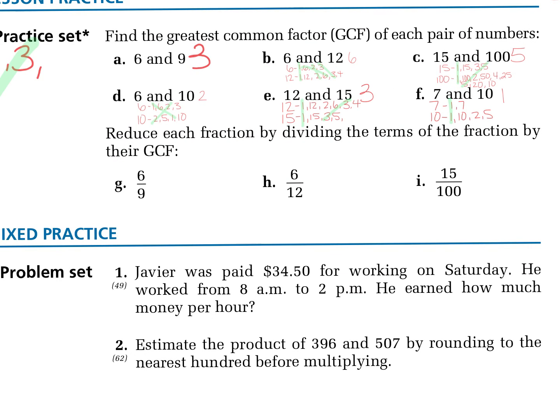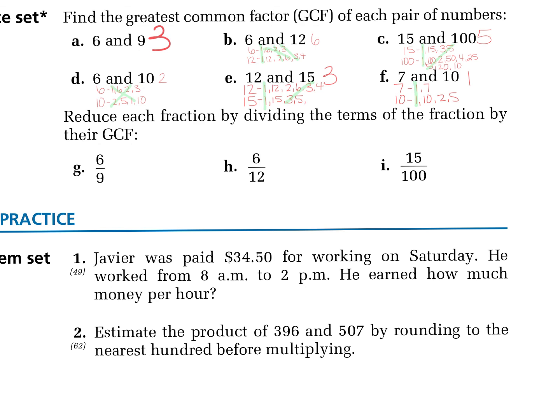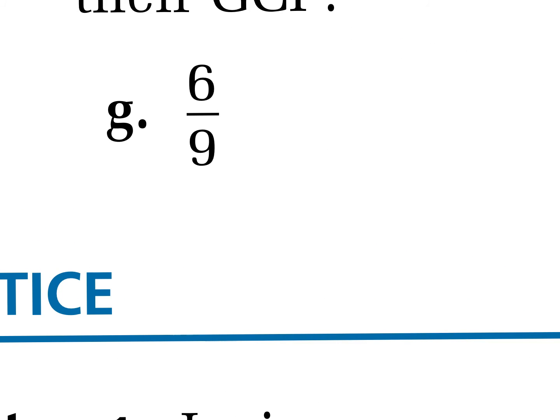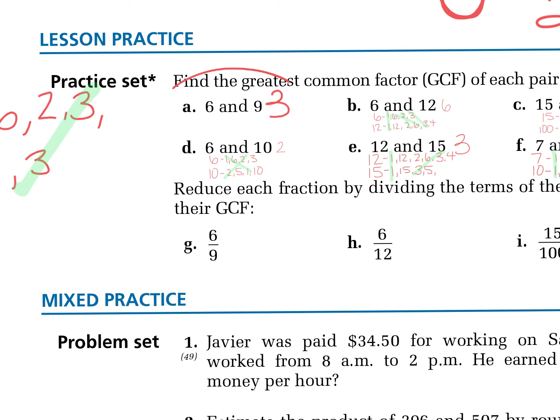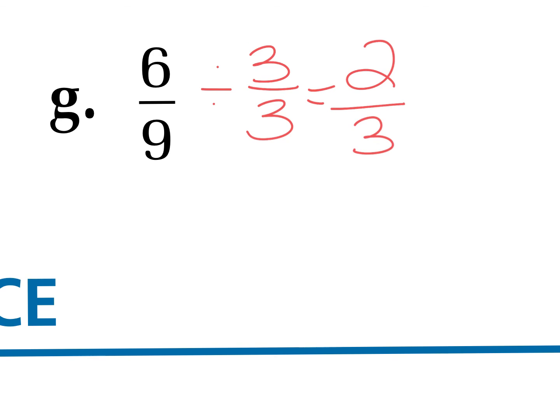All right, so on the next one, it says to reduce each fraction by dividing the terms by their greatest common factor. So first we need to figure out what 6 and 9's greatest common factor is, and we already did that on number A. So 6 and 9's greatest common factor is 3. So when we divide by 3 to reduce this fraction, we are going to get 2/3. And remember, that is the smallest one because 2 is next to 3. That means I cannot reduce that fraction.